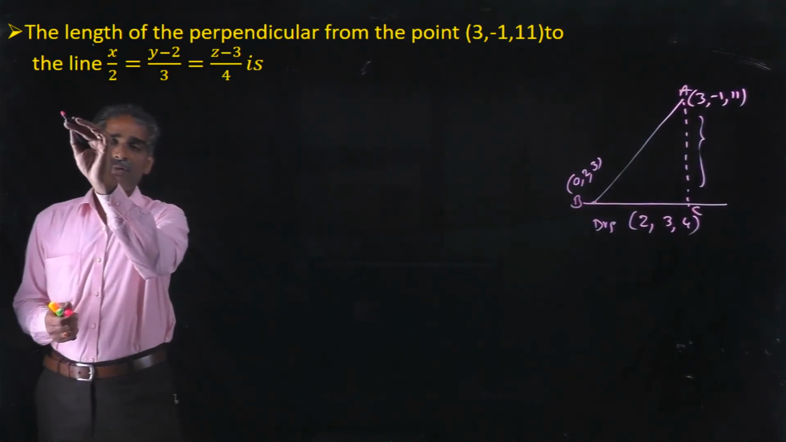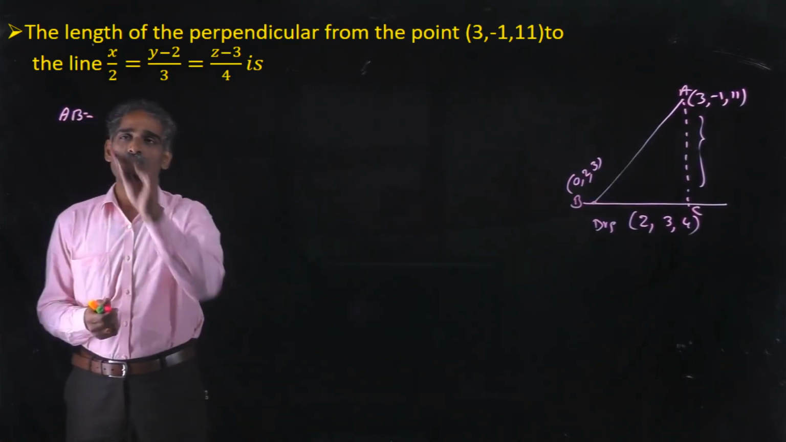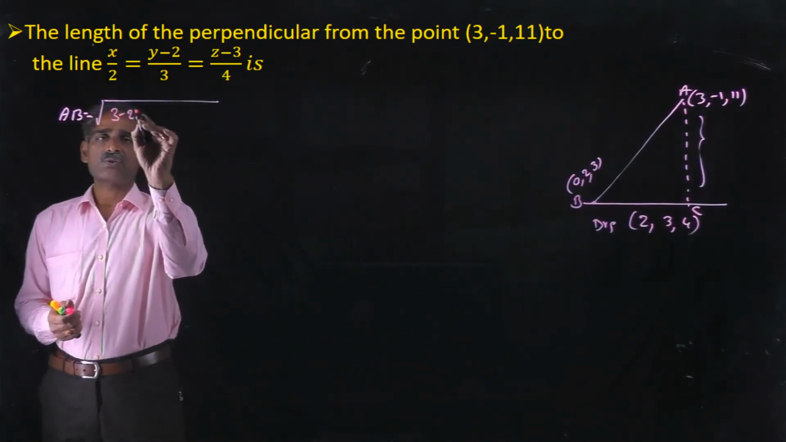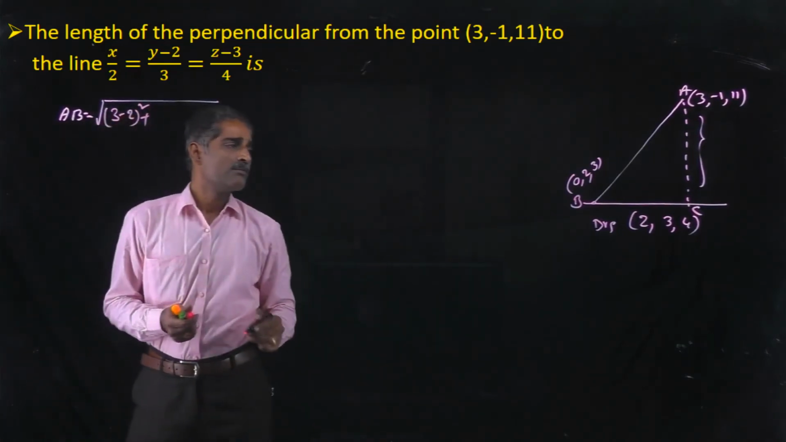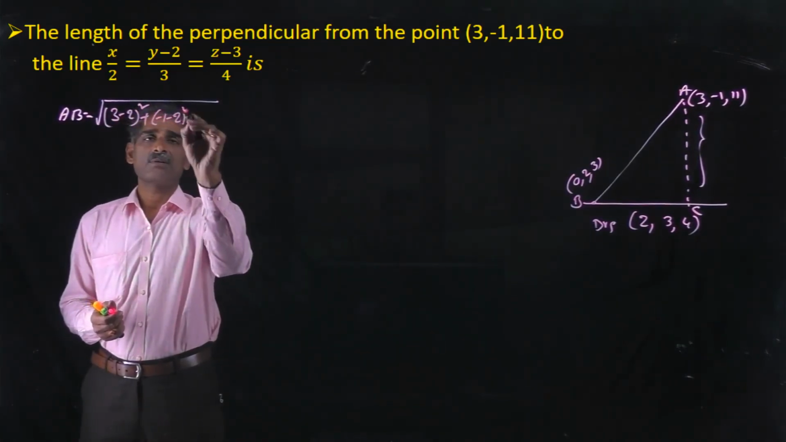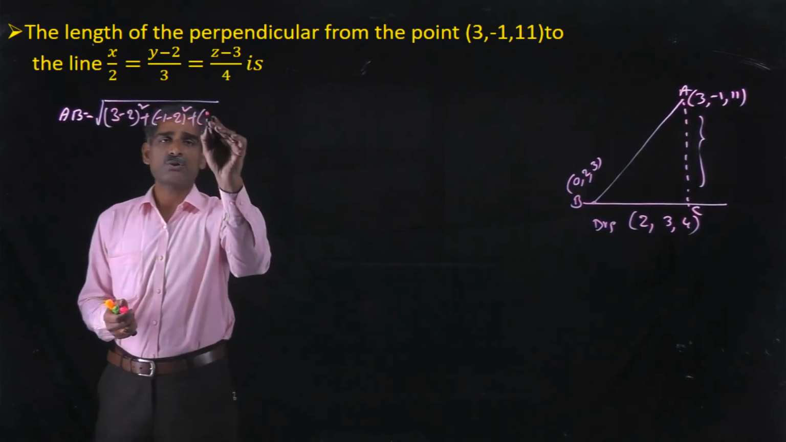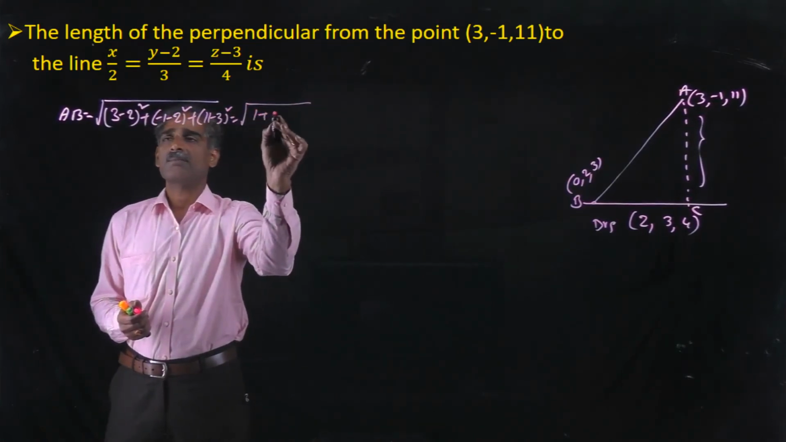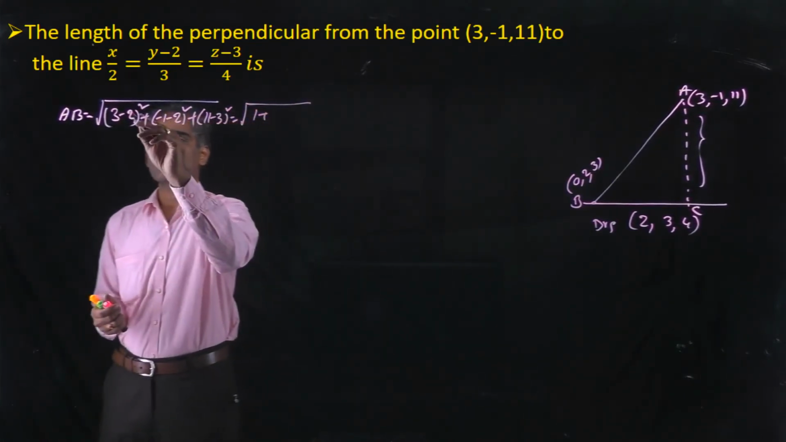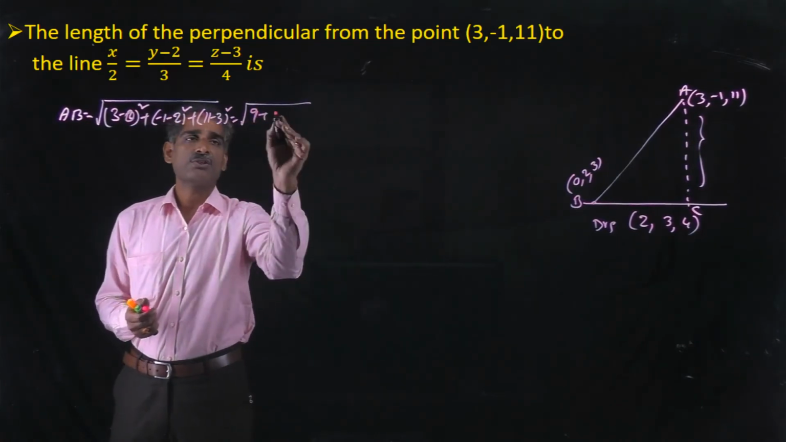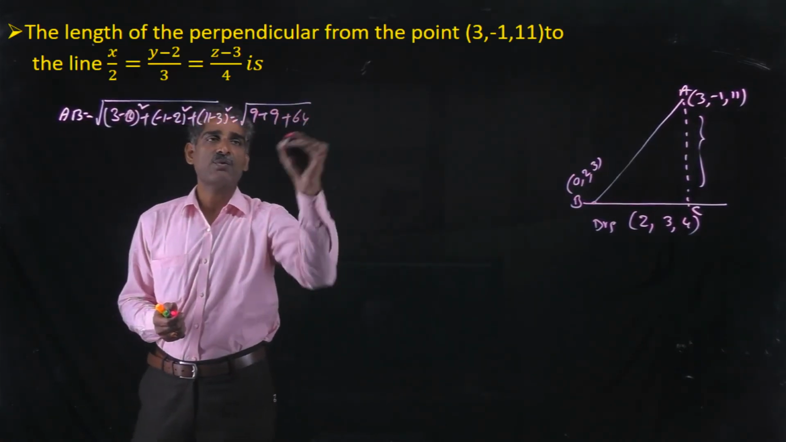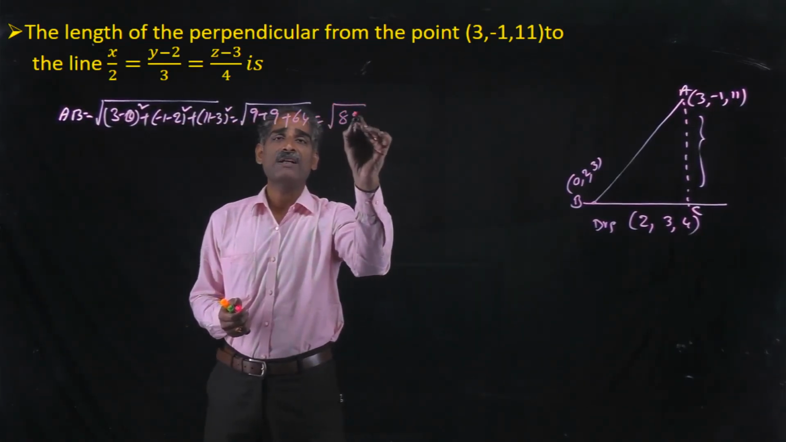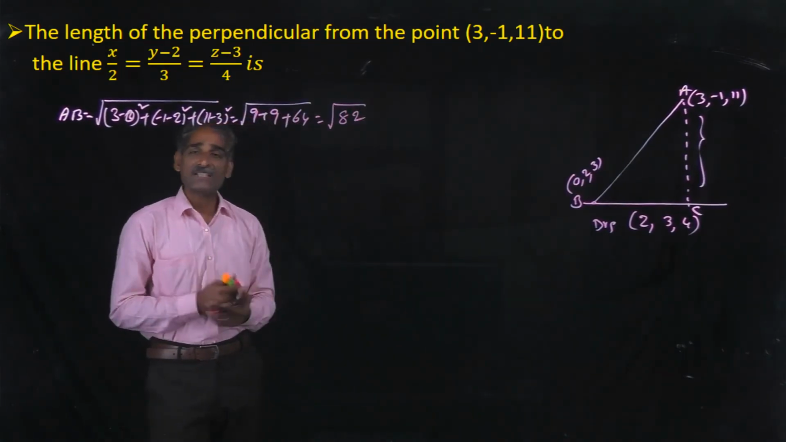Here AB is equal to square root of (x2 minus x1) whole square, (3 minus 0) whole square, plus (minus 1 minus 2) whole square, plus (11 minus 3) whole square. That is equal to 9, so this is also 9, and 8 square is 64. Okay, this is equal to square root of 82. This is the length of AB.